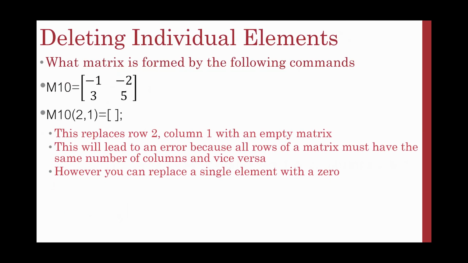You can delete single entries in a matrix, so I can say that M10 of 2 comma 1 is square brackets, so I'm saying delete row 2 column 1 with an empty matrix. It's going to lead to an error because all of the rows of a matrix must have the same number of columns, so you can replace it with a single element 0 by saying M of 2 comma 1 is 0. So you can't use the square brackets on a single element, you can only use them on an entire row or an entire column.